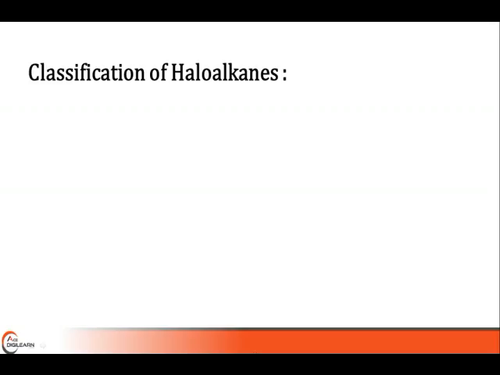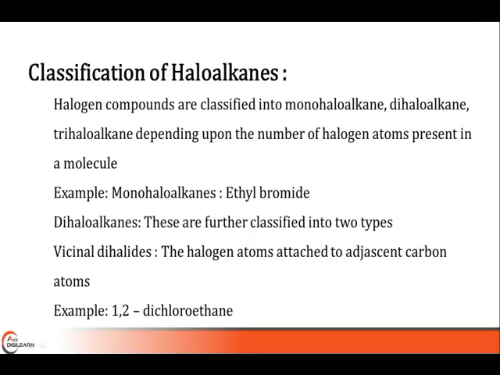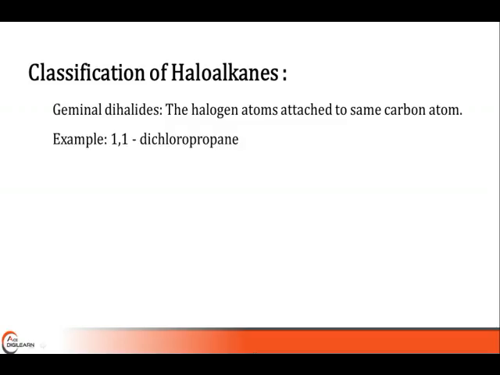Classification of haloalkanes. Haloalkanes are classified into monohaloalkane, dihaloalkane, and trihaloalkane, depending upon the number of halogen atoms present in a molecule. Example for monohaloalkanes: ethyl bromide. Dihaloalkanes are further divided into two types, vicinal halides and geminal halides. Vicinal halides are the ones where halogen atoms are attached to adjacent carbon atoms. Example: 1,2-dichloroethane. Geminal halides have halogen atoms attached to the same carbon atom. Example: 1,1-dichloropropane.